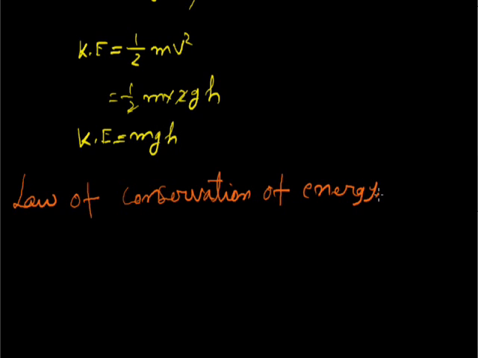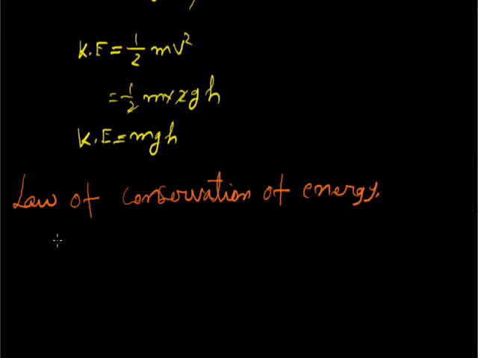According to this law, the total sum of energy of all kinds in an isolated system remains constant at all times. It means that energy can neither be created nor destroyed, energy can only be transferred from one form to another form. So the total sum of energy is constant.